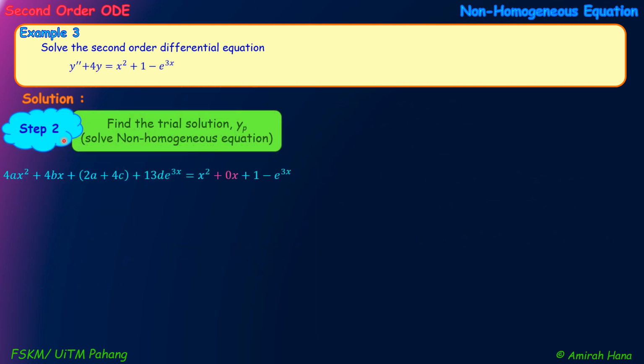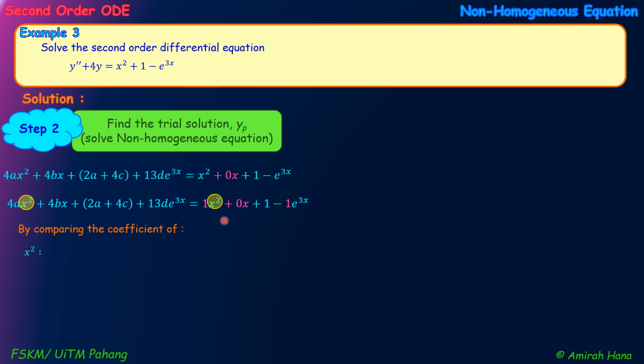Alright, from the previous slide, we stopped at step 2, where we get (4ax² + 4bx + 2a + 4c + 13d e^(3x)) equals x² + 0x + 1 − e^(3x). Then we can rewrite the right-hand side as 1x² plus 0x, and then plus 1 minus 1 e to the power of 3x.